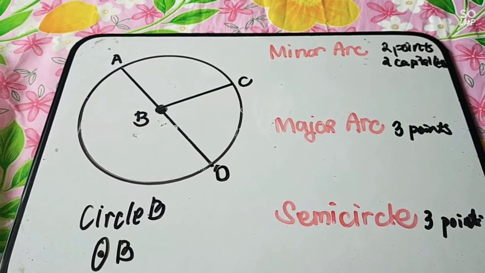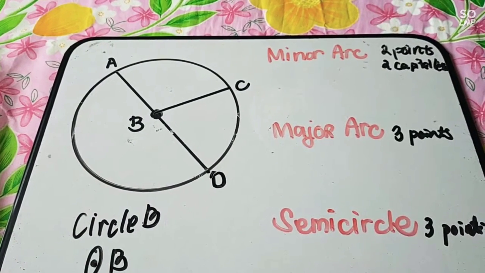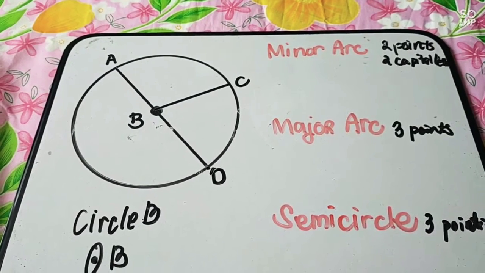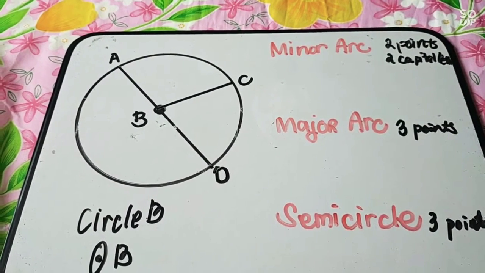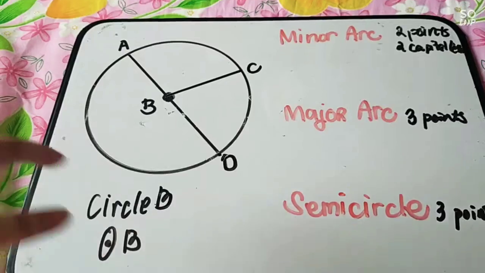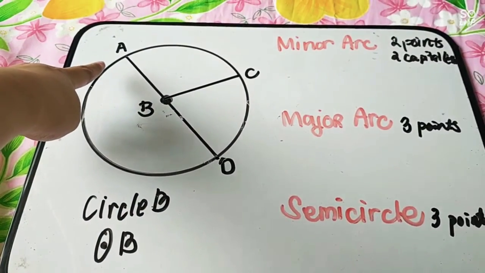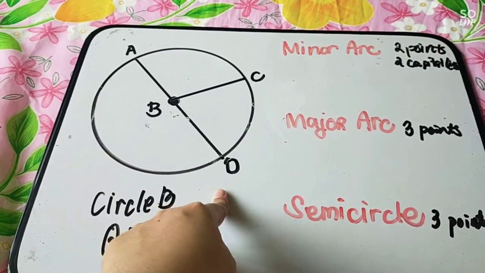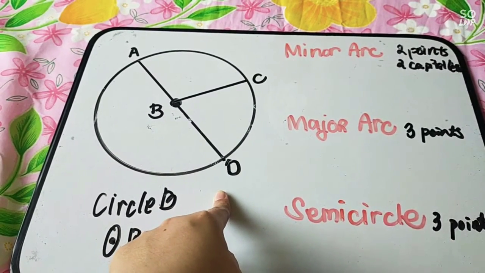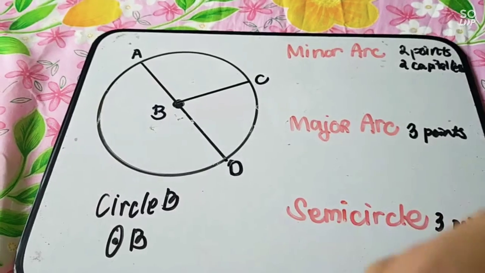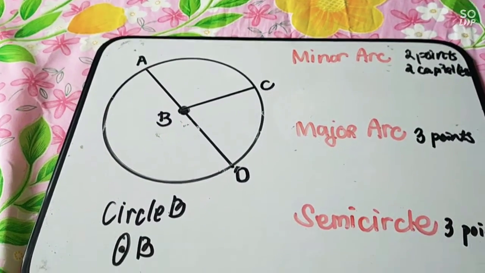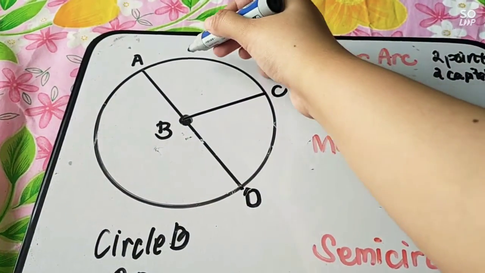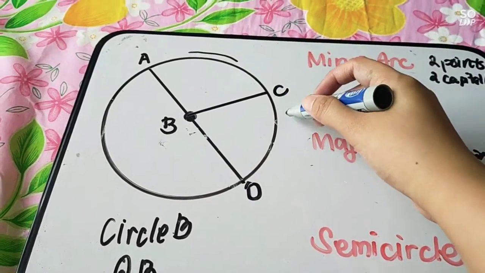Hanapin mo si diameter. Yung line na nag-pass through sa center. So, ang ating diameter dito ay si line segment AD. That is your diameter. So, ngayon, minor arc is less than half of a circle. Ito yung tinatawag nating mga arc. Yan, this is the arc.